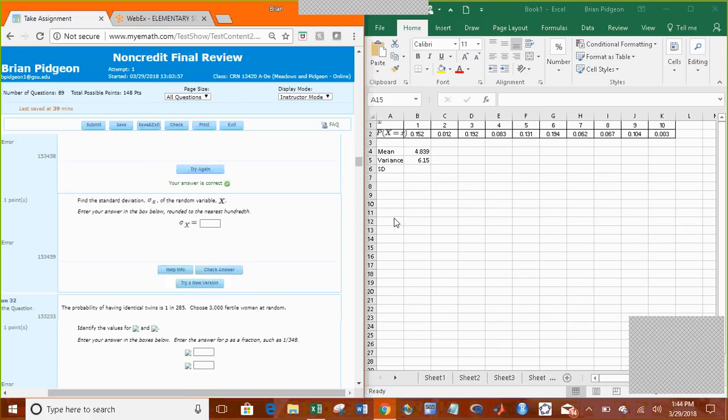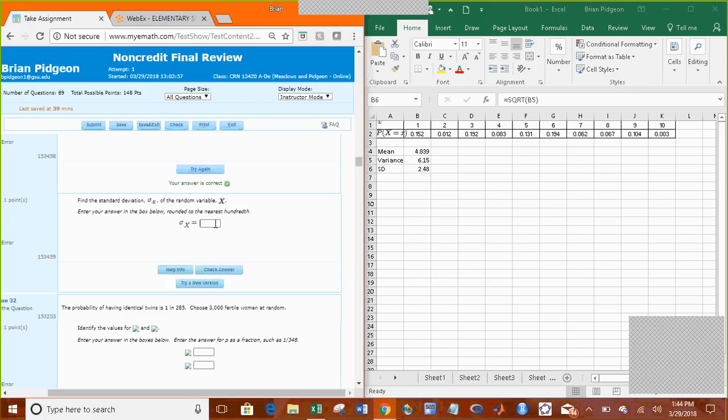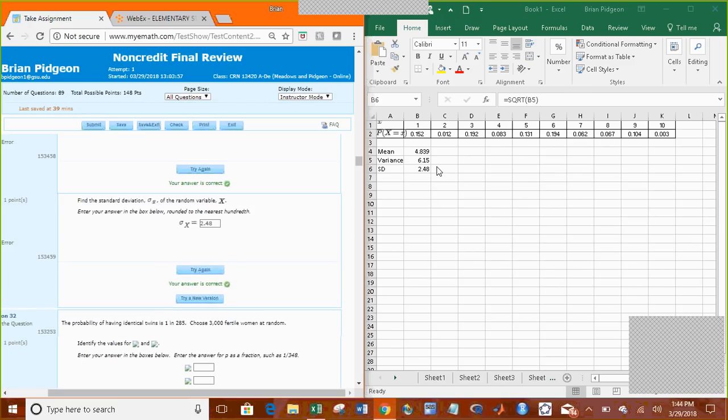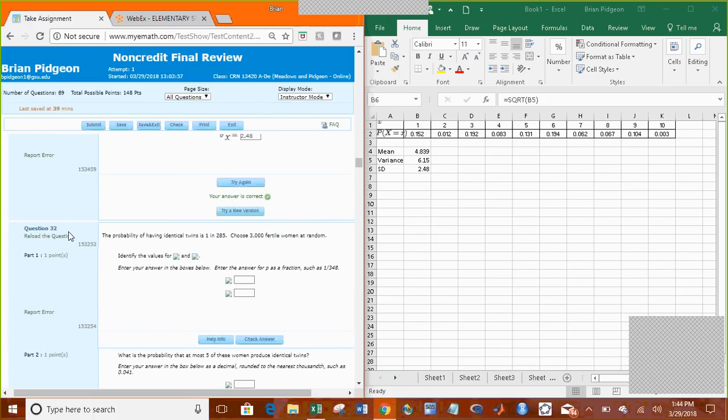And then to get the standard deviation, just like before, we take the square root of the variance. Rounded to the nearest 100th, 2.40. Alright, so really make sure you're comfortable with the variance calculation and that you know how to type that in, because that tends to be a little bit tricky. Okay, gotta reload the question. Yeah, that's happening a lot.